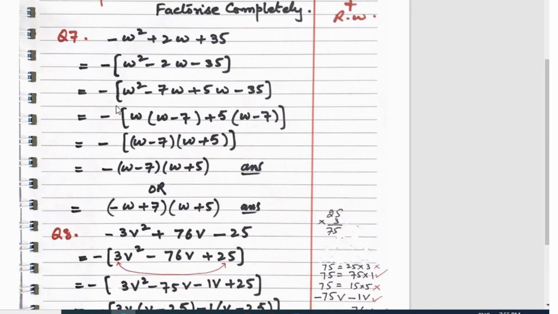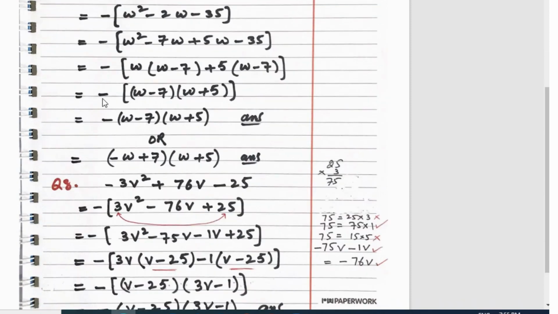Now minus as it is, minus out as it is. Look at this whole big expression which has a partition, this plus sign in between. Before this plus sign there are two factors. One factor is w, one big factor is w minus 7. After this plus sign, one factor is 5 and one factor is w minus 7.